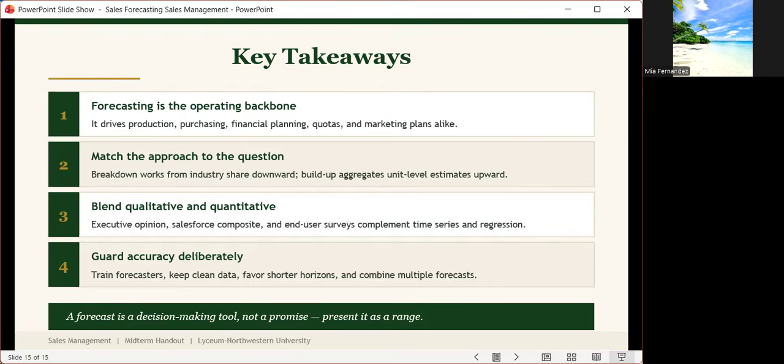If there is time, you need to understand that forecasting is not a promise that this might be the actual sales for that month. It's just a decision-making tool for you to decide, are you going to produce more, are you going to hire more, something like that. And it's just a range.